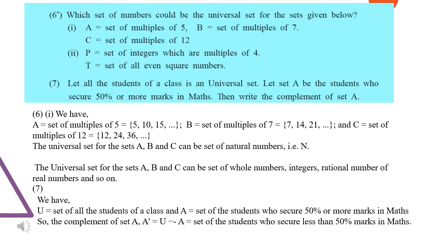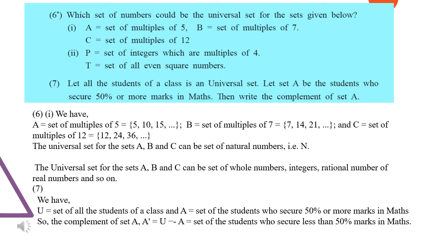Now, the universal set of sets A, B and C can be the set of natural numbers, that is N. Because you can see in all three sets, the elements which are present are nothing but natural numbers. So yes, we can use natural numbers as a universal set for all three given sets. Similarly, you will solve the second question also in your notebooks. Apply the same logic and write your answer.